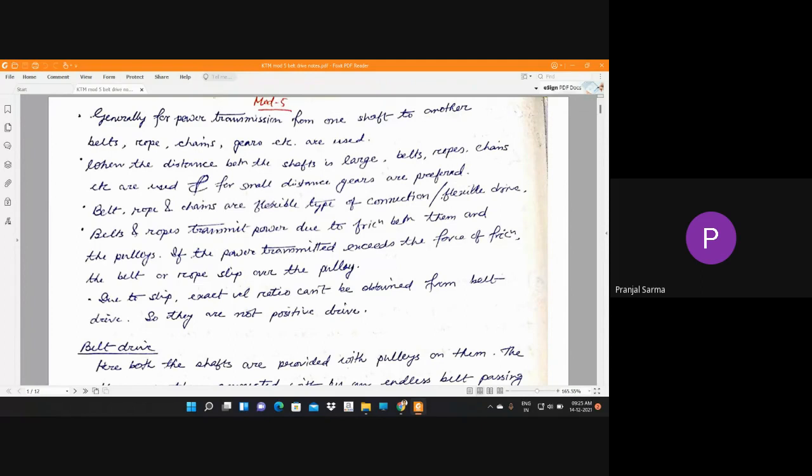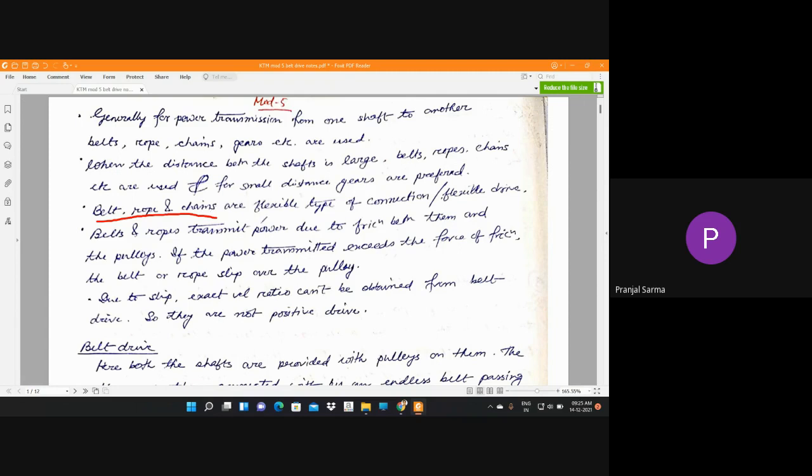This belt drive, rope drive, or chain drive is a flexible kind of drive, but the gear drive that we have seen was a rigid drive. The belt and rope undergo certain deformation, or you can say they have some flexibility to deform without failure. That's why we can call them flexible drives.